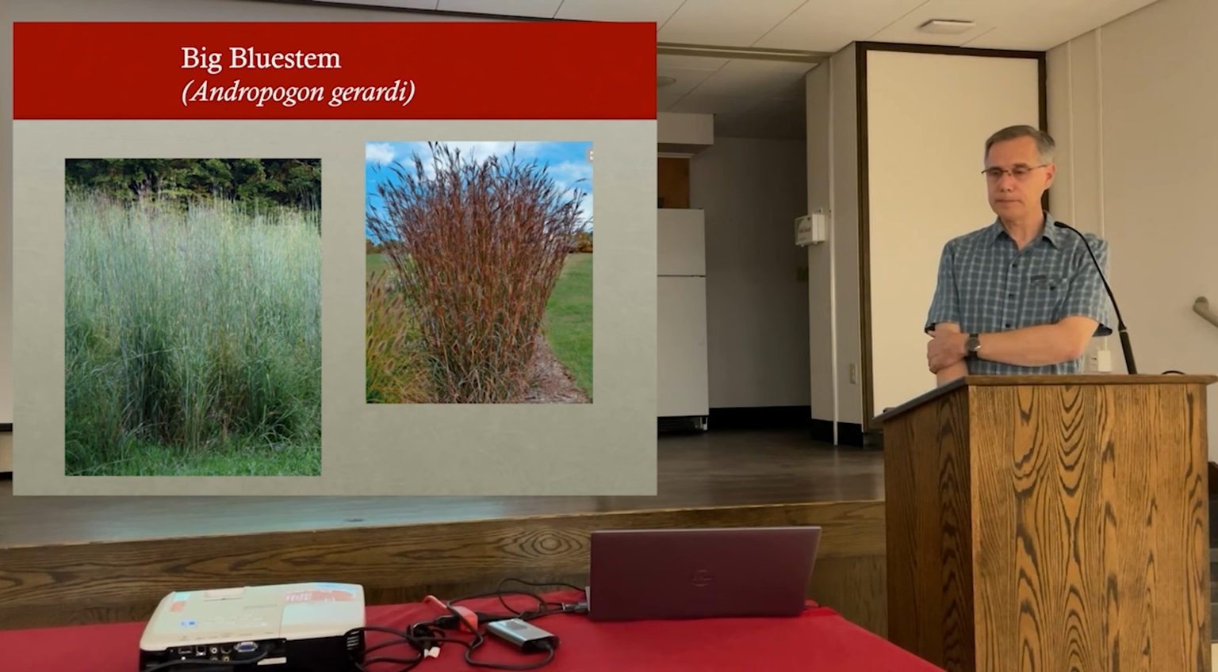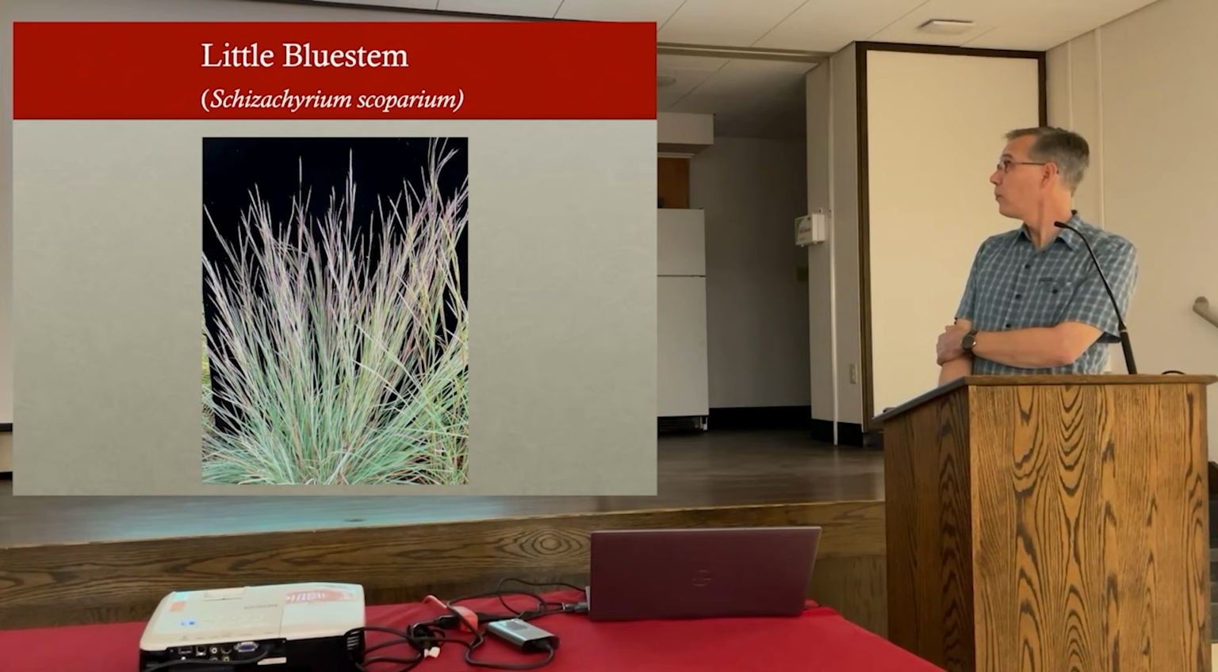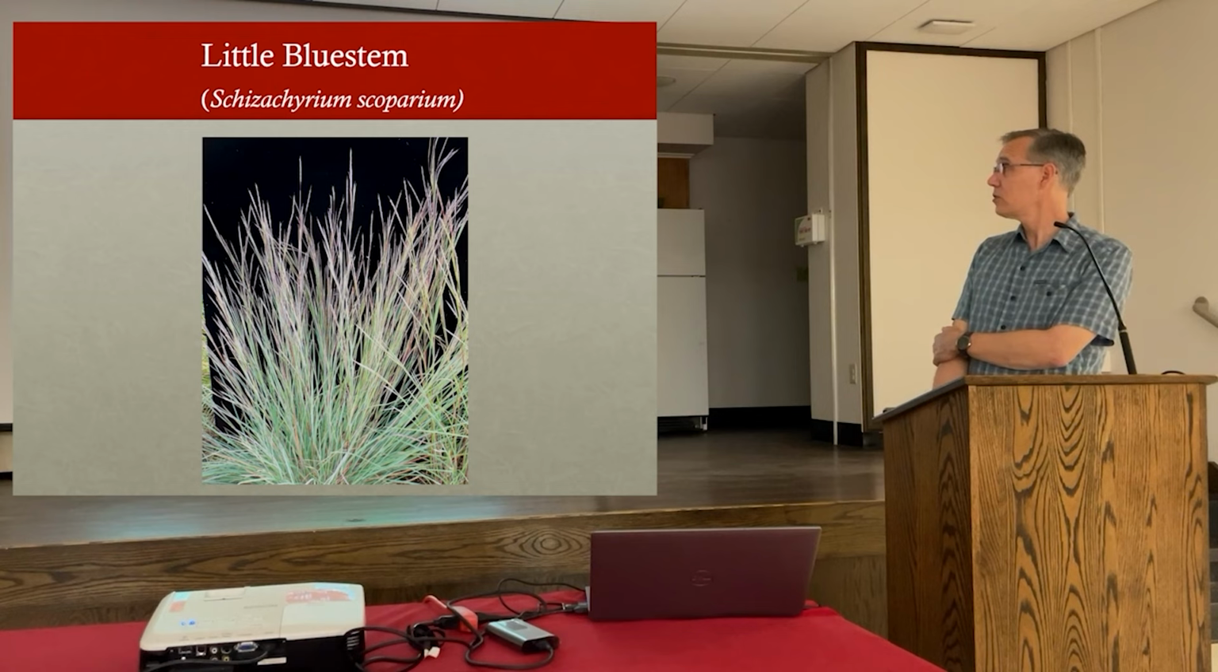And here it is. This is the Morton Arboretum out in Chicago. Big planting there, some volunteers doing a little bit of weeding there. But from that, you can kind of get the scale of this grass. So it's a big grass, and it has some fall color there.